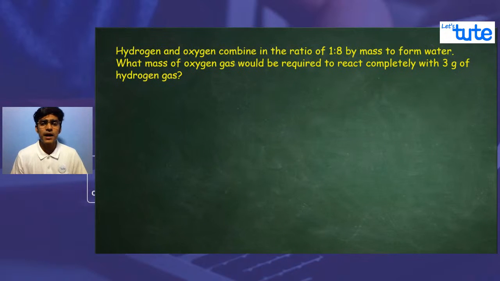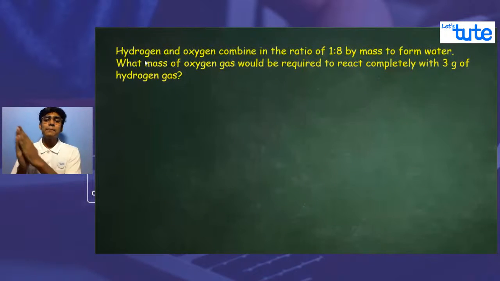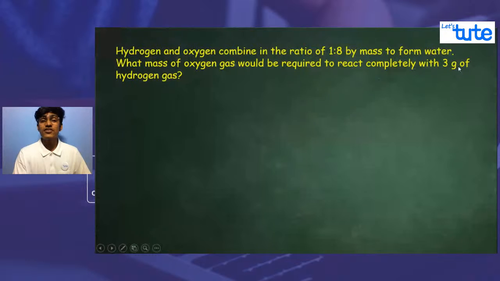So the next question is about the law of constant proportion. Let us try to answer this question. It is given that hydrogen and oxygen combine in the ratio of 1:8 by mass to form water. So we know that by mass they combine in the ratio of 1:8. They have asked what will be the mass of oxygen gas that would be required to react completely with 3 grams of hydrogen gas.